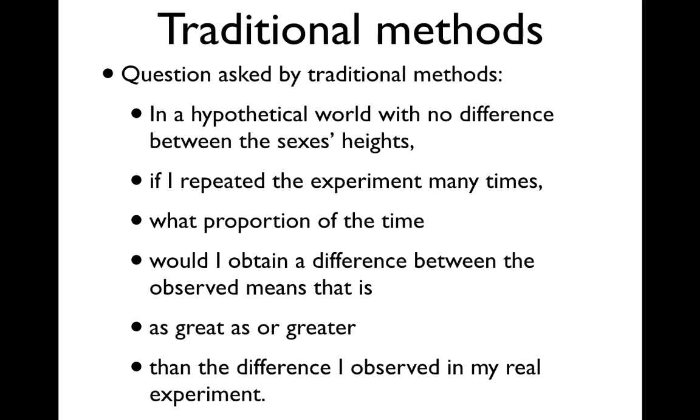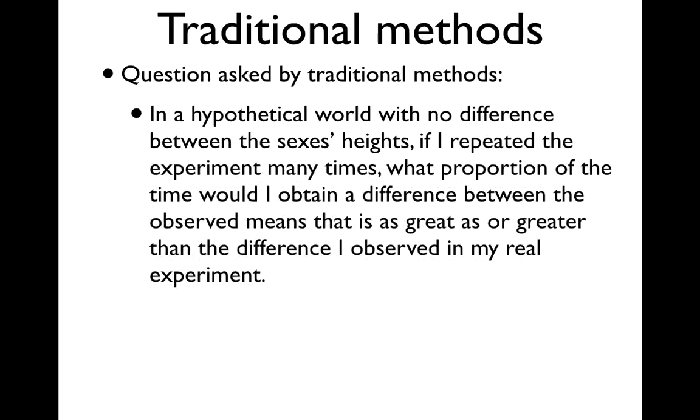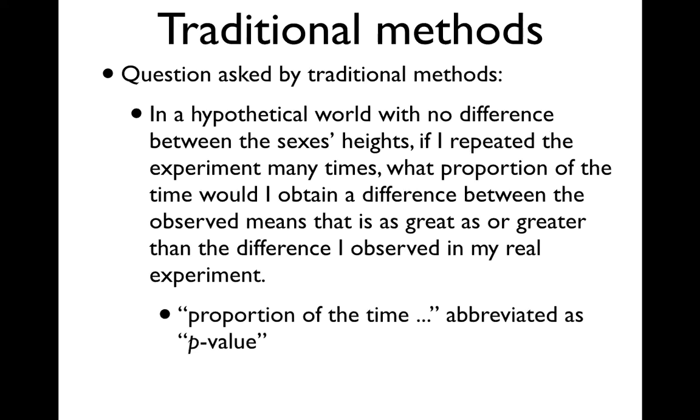And you have this distribution of imagined differences between groups, and you want to know where your difference between groups lies in that distribution of imaginary differences between groups. We still haven't talked about how you do this imagining and what sort of constraints you might put on your imaginings. But in general, because we've got this proportion of the time, that bit after the proportion of the time is abbreviated as p-value. So that's what your p-value actually is.